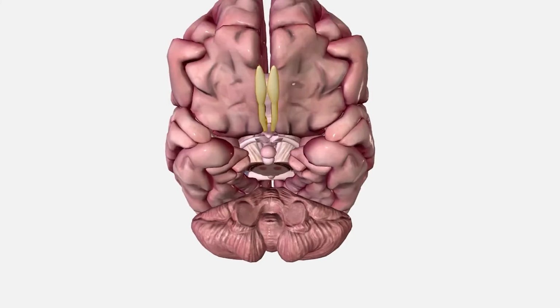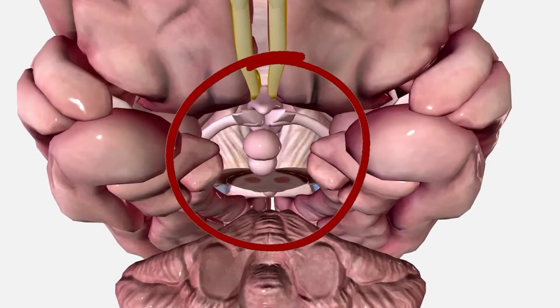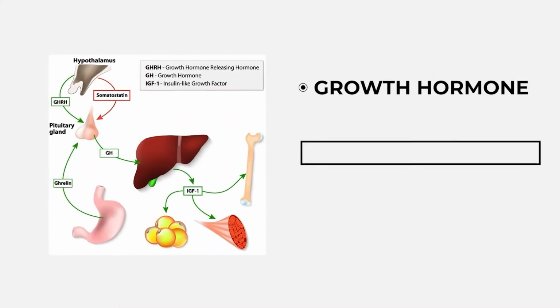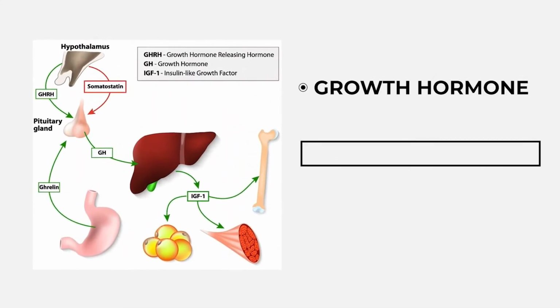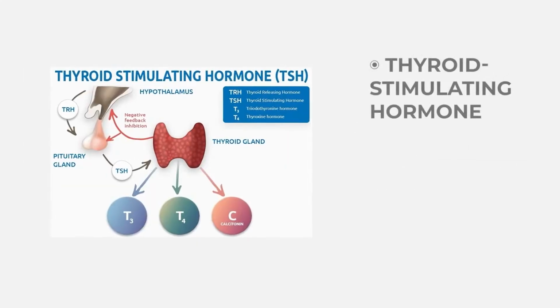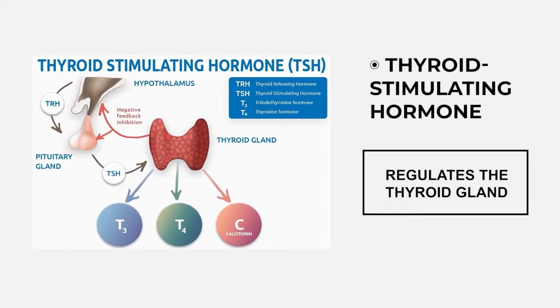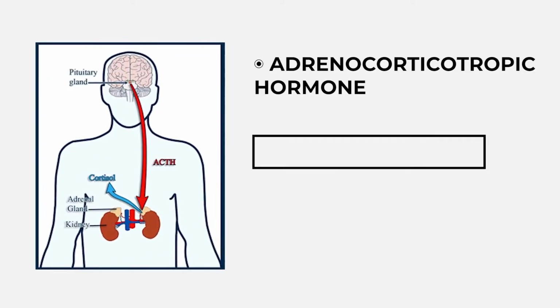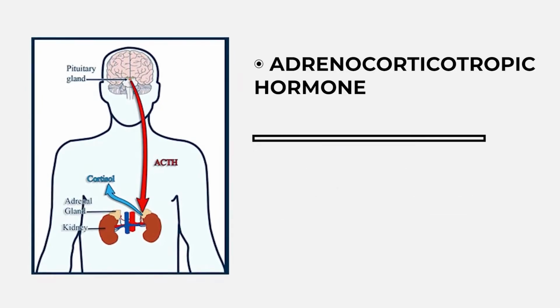Pituitary gland. The pituitary gland, also known as the master gland, is located at the base of the brain and plays a key role in regulating the endocrine system. It produces several hormones, including growth hormone, which stimulates growth and cell reproduction, prolactin, which stimulates milk production in females, thyroid-stimulating hormone, which regulates the thyroid gland, and adrenocorticotropic hormone, which regulates the adrenal glands.